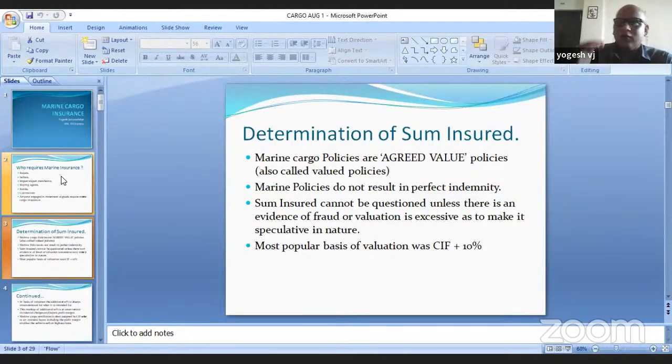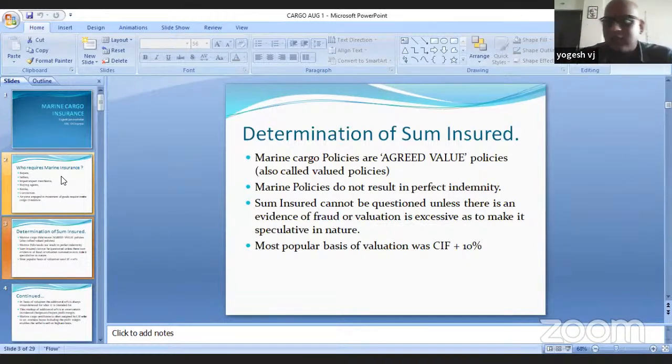Once the sum insured is declared in marine insurance, the underwriter cannot question the sum insured unless there is a loss. The sum insured cannot be questioned unless there is evidence of fraud, or the valuation is excessive so as to make it speculative in nature, or if there is a loss. And the most popular basis, while underwriting marine cargo policies, maybe a specific voyage policy or an open cover or an open policy, is that we usually use CIF plus 10%.